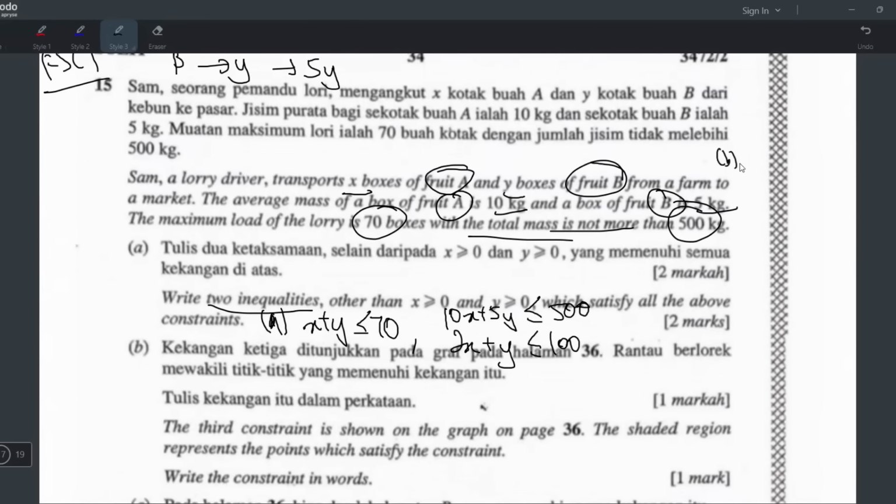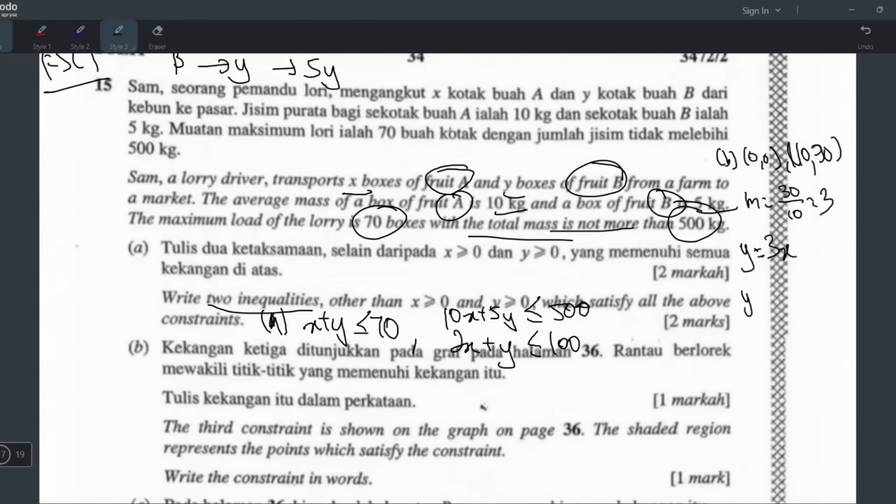So for soalan B, we have (0, 0) and (10, 30). So the gradient of this line will be 30 minus 0, which is 30 over 10, which is 3. And when you write the equation, it will be y equals mx plus c. So y equals 3x plus c, but the c is 0, right? So this is the equation. Now convert it back to inequality.